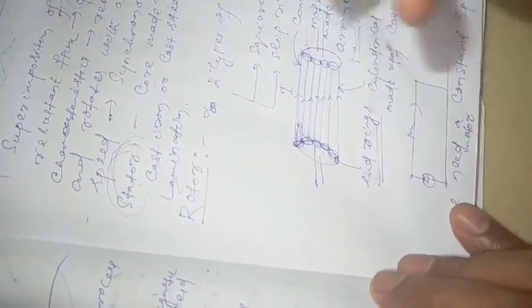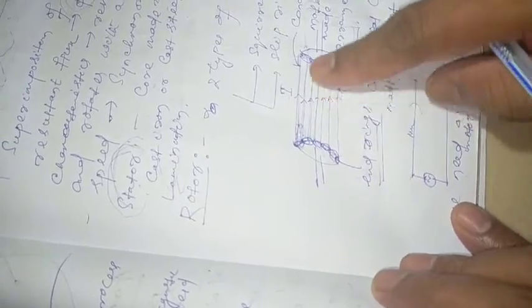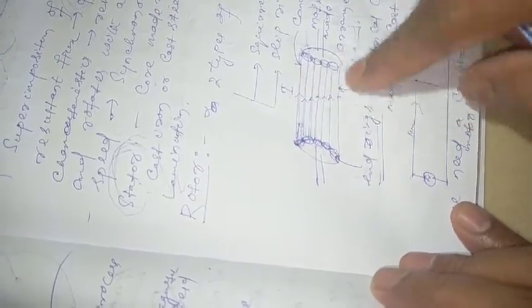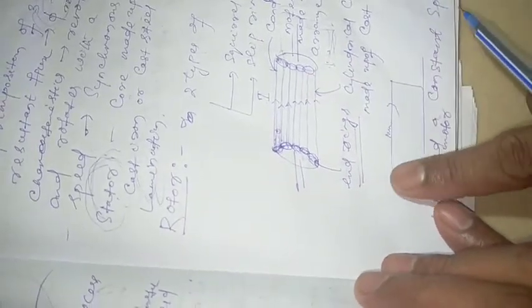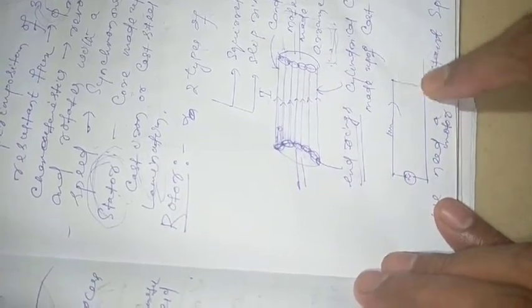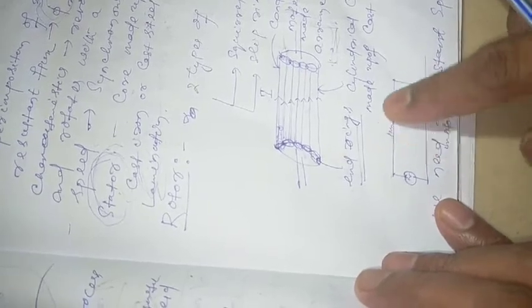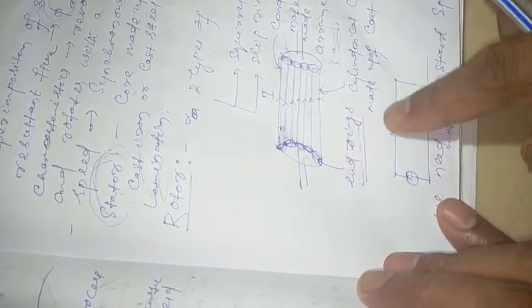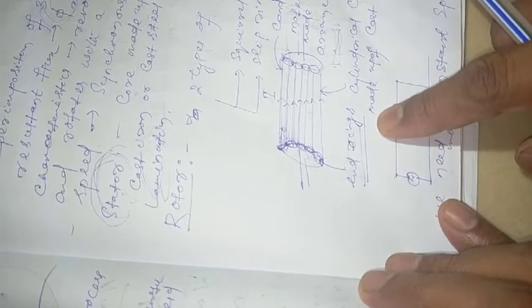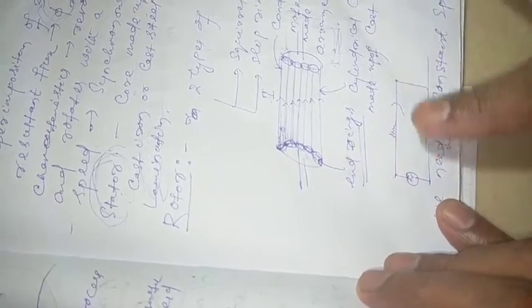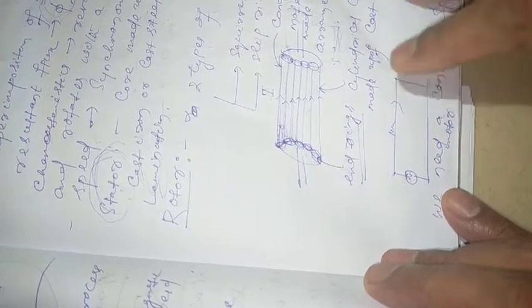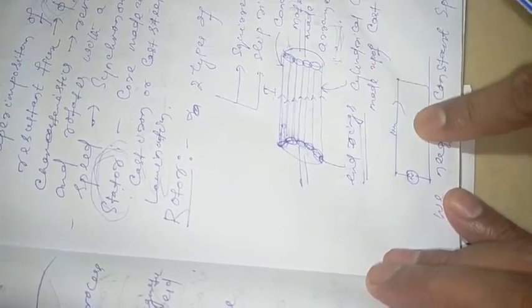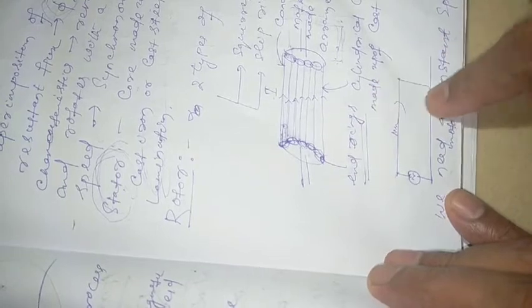Once it is rotating, the flux will be caught by the conductors, so in each conductor there will be an induced EMF. Since the conductors are permanently short circuited, the original resistance of the conductor remains till the end. So there will be no change in resistance.